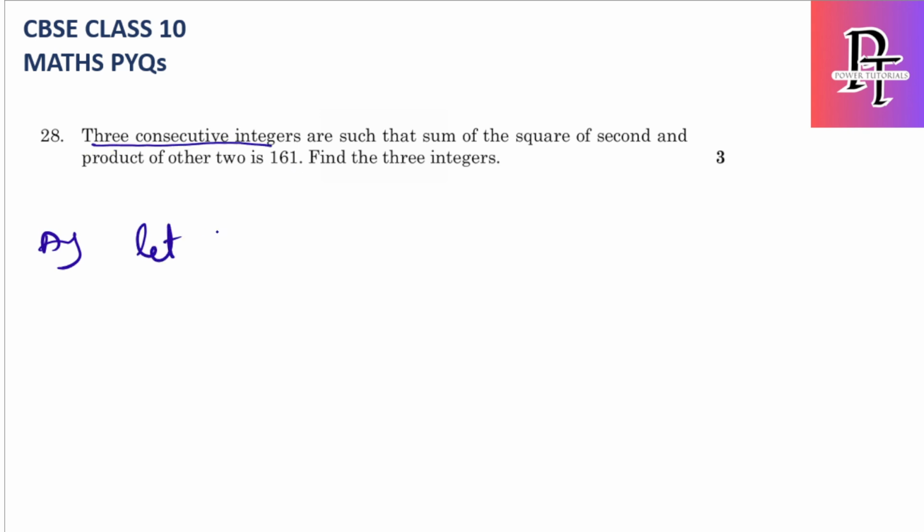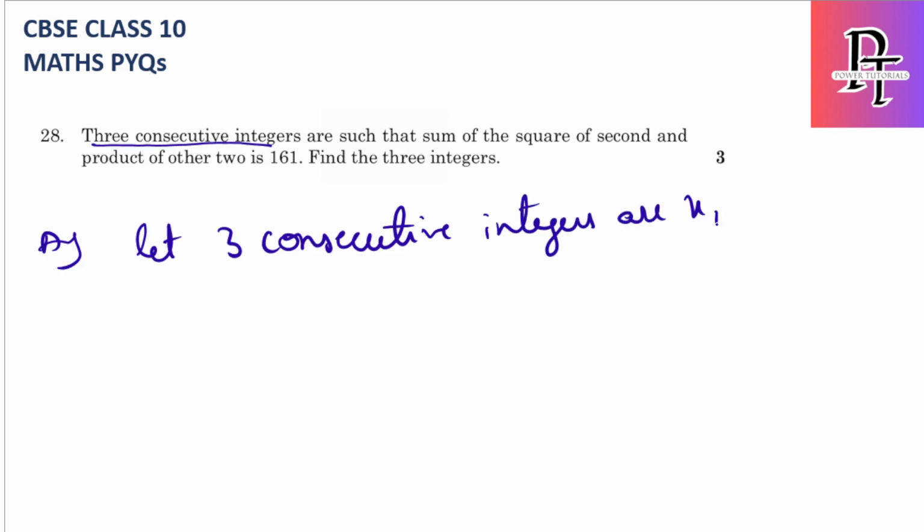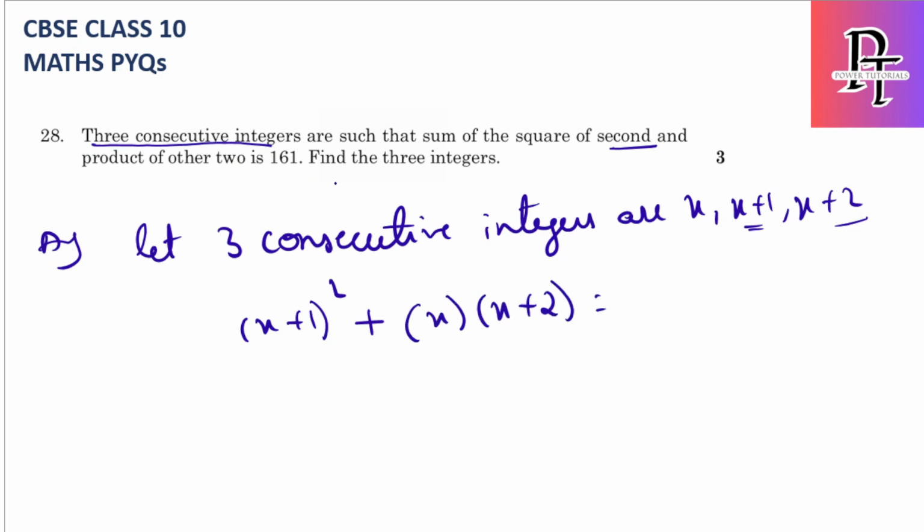Let the 3 consecutive integers be x, x plus 1 and x plus 2. For convenience I could also consider x minus 1 as well, but fine, I will consider these 3 only. The sum of squares of the second and product of the other 2. What is the square of the second number? It is x plus 1 whole square, plus the product of the other 2, which means x into x plus 2, is 161.